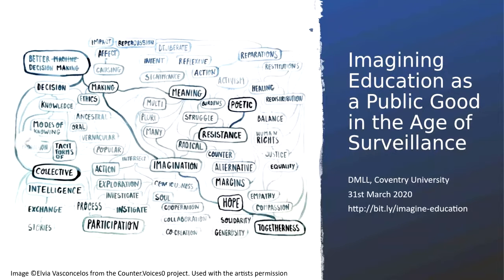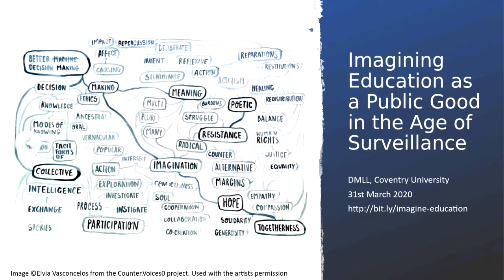So we conceived a workshop idea, and not kidding ourselves, 30 people in Coventry are not going to topple late stage capitalism. What we wanted to do was use some speculative design methods to try and break out of this sense of paralysis and doom and imagine some possible futures for higher education. So the event is called Imagining Education as Public Good in the Age of Surveillance. We want to bring a really diverse group of people into the room, and that's challenging with a self-selecting event. We did seed it with a few invites to try and see what we could do.